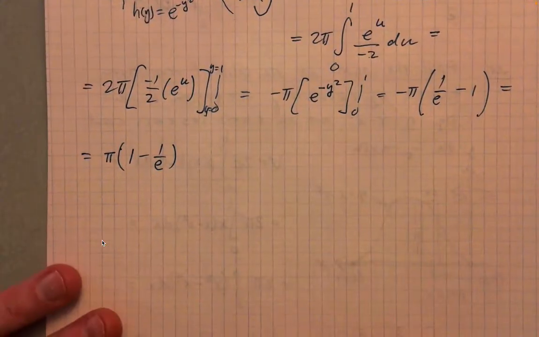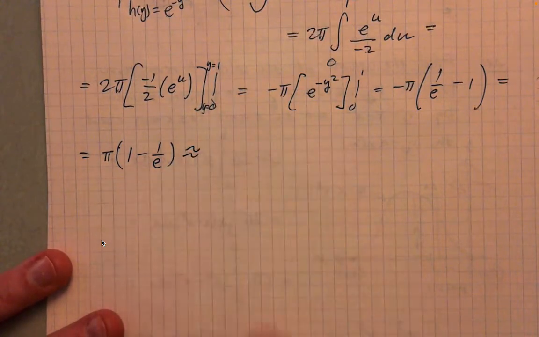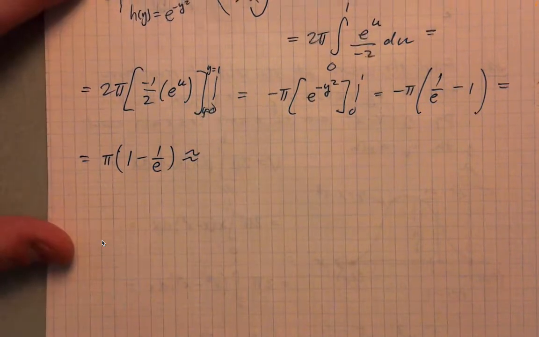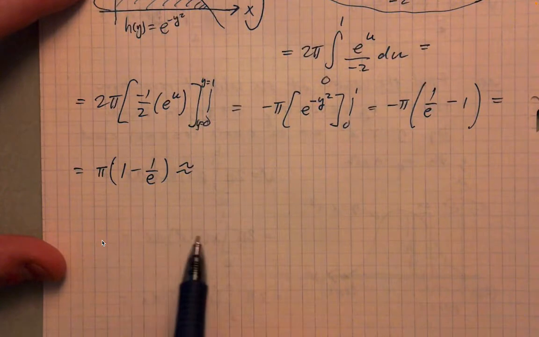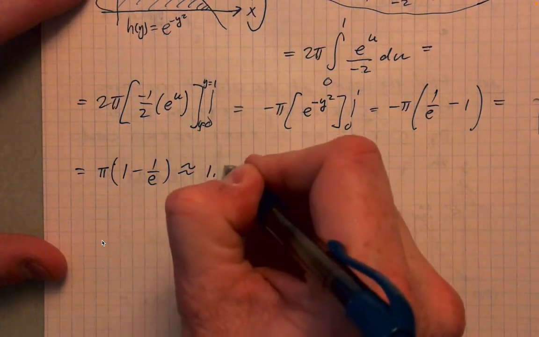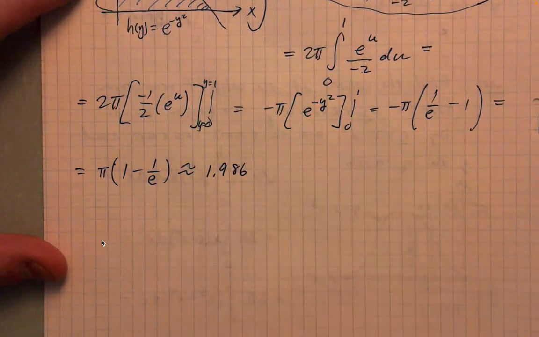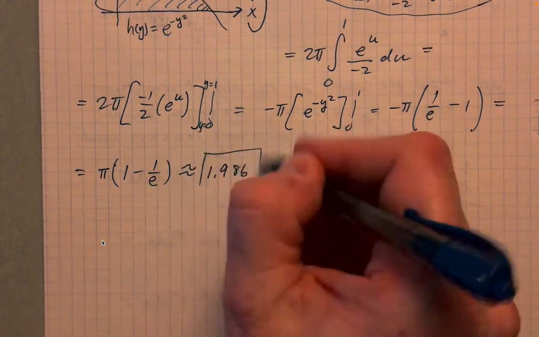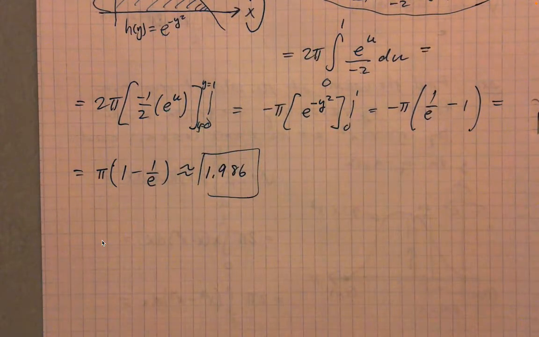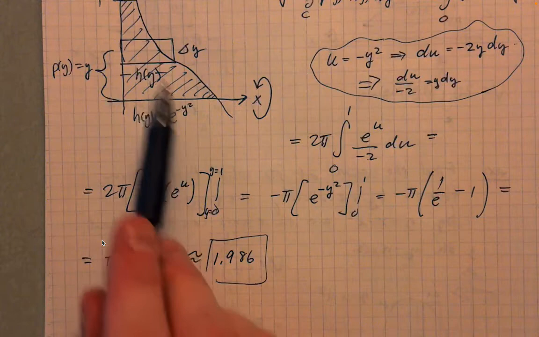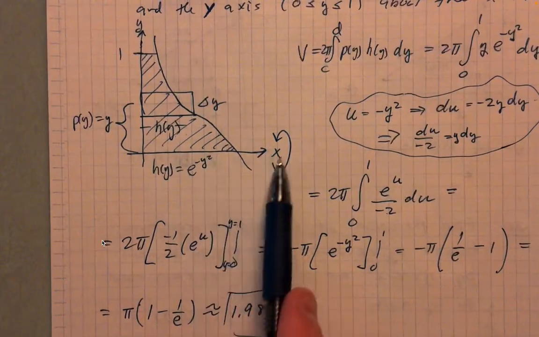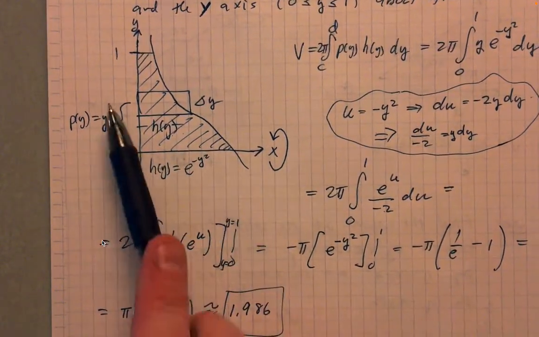Sorry about that. 1 minus 1 over e. That's a hard number to visualize, so let's just plug it in and see what it's worth. It's about 1.986. Okay, so that's the volume of this region if it's revolved around the x-axis.